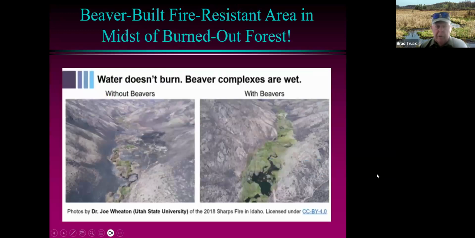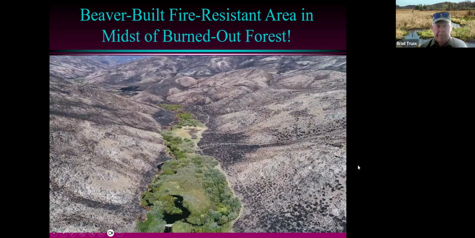So here's what happened. This was actually taken in Idaho after a big wildfire that was out there. On the left, you see an area that did not have beavers. So all you have is a very narrow area of green around a stream. On the other hand, in an area where there were beavers, they had a beaver pond and a beaver ecosystem. And look at the much vaster area of green that was preserved in that wildfire, simply because there was a beaver dam and a beaver pond there. And that's just showing a blow up of that.